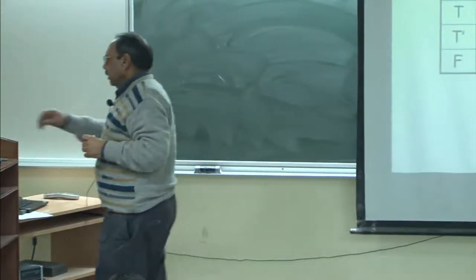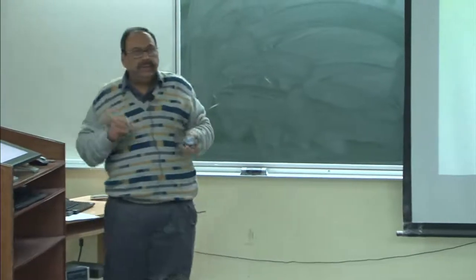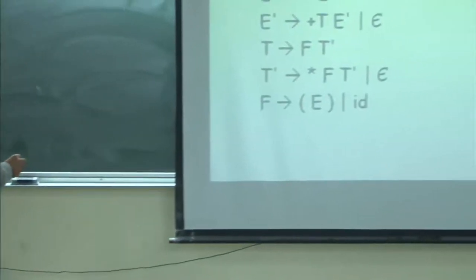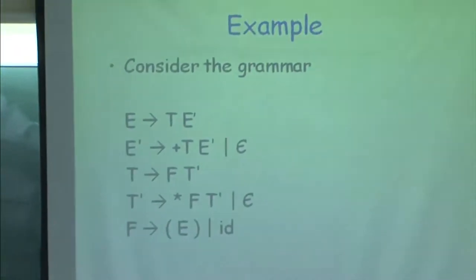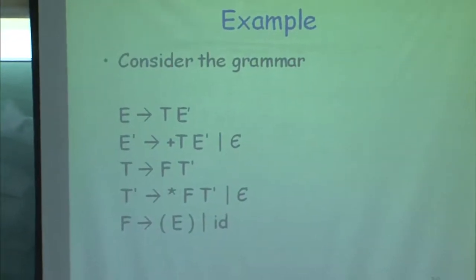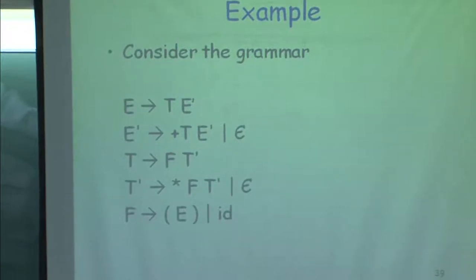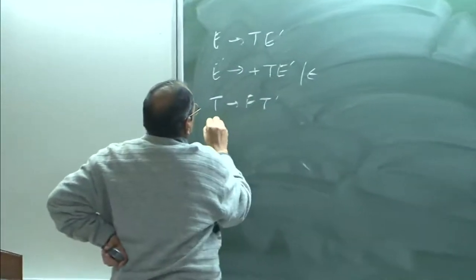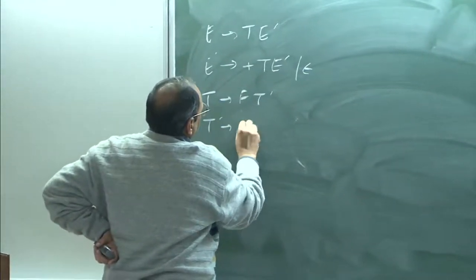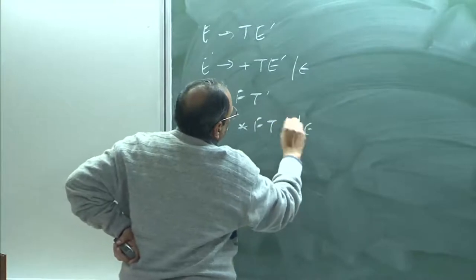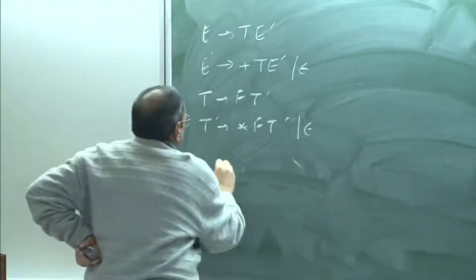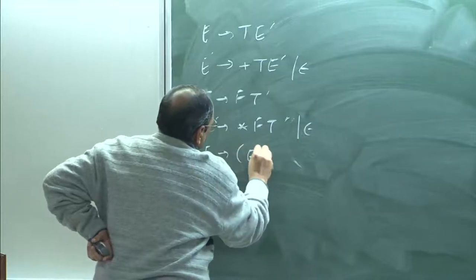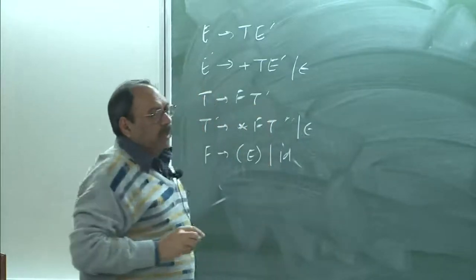So what we want to do now is take this grammar and see how I convert it into a tabular form. This is my grammar which I'll keep using, so let me write it as I go through this set of slides. E prime goes to plus T E prime or epsilon, and T goes to F T prime, and T prime goes to star F T prime or epsilon, and F goes to a bracketed expression E, or ID. This is what my grammar is.